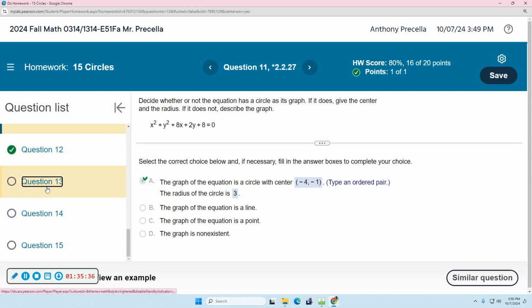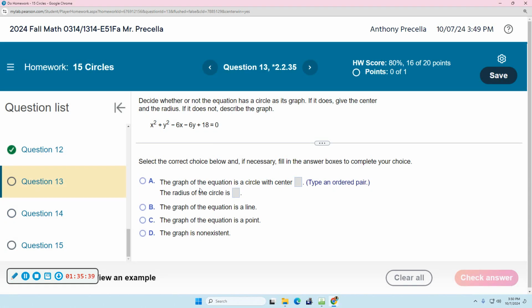One more, number 13. Decide whether it's a circle. If it is, give the center and radius. If it isn't, describe the graph. X squared plus y squared minus 6x minus 6y plus 18 is equal to 0.